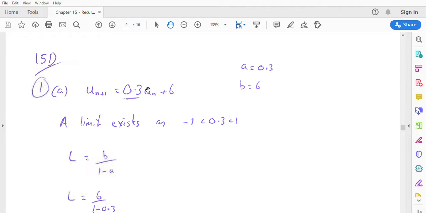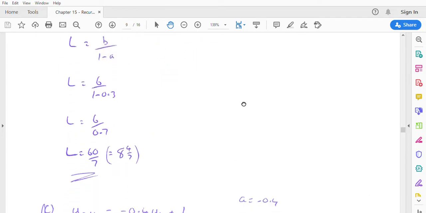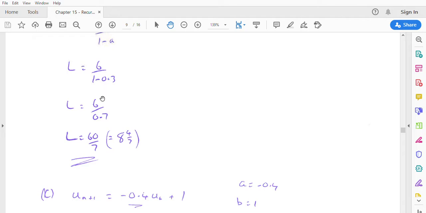So first part of the question, does a limit exist? Yes, it does, as this coefficient of un lies between -1 and 1, so we need to make this statement every single time. And then calculate the limit. Well, we just substitute the values into this formula. And we end up with 6 over 0.7, multiply numerator and denominator both by 10. We get 60/7 or 8 wholes and 4/7.